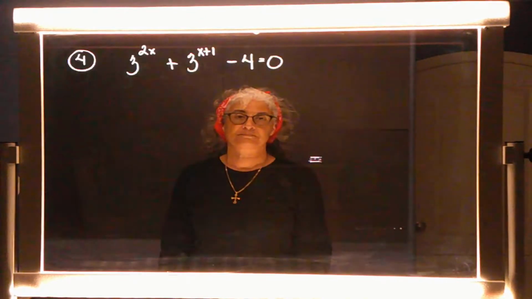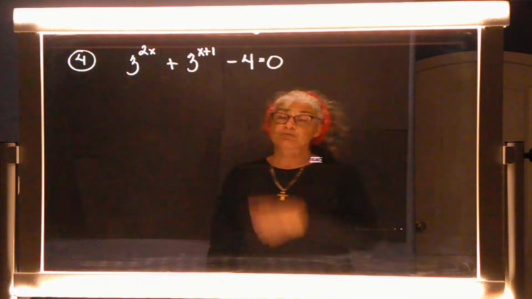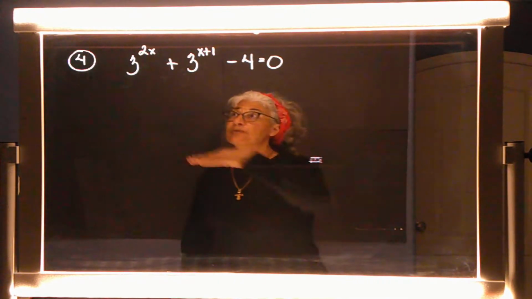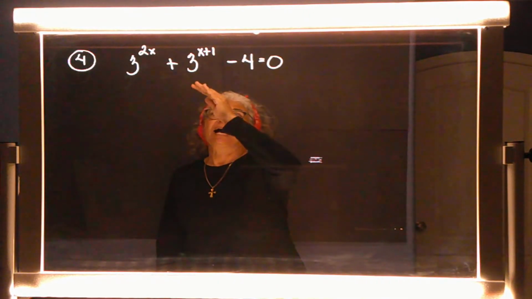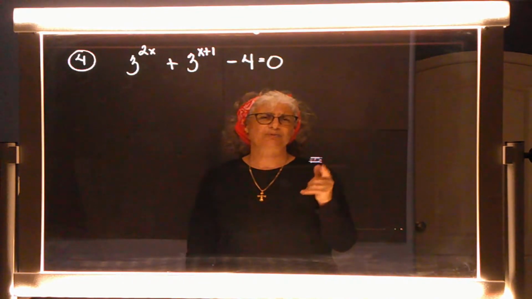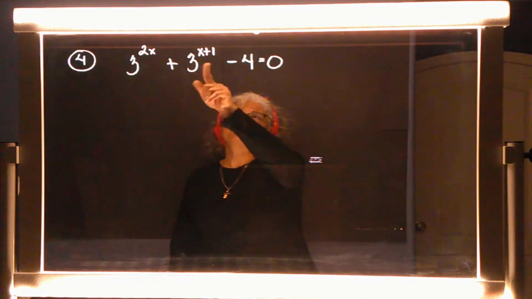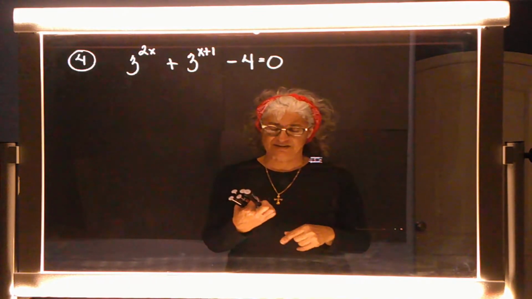I got another. Okay, so let's take a look at this next example. It almost looks like the last one, doesn't it? I have a 3 to the 2x, but the middle isn't just 3 to the x, is it? It's 3 to the x plus 1, right? And then I've got minus 4. It's this middle that's throwing me off, isn't it?